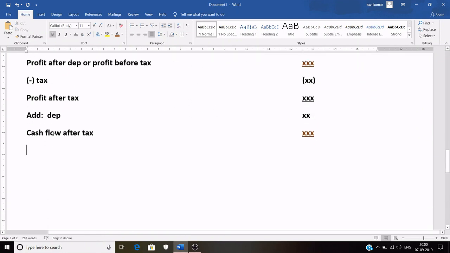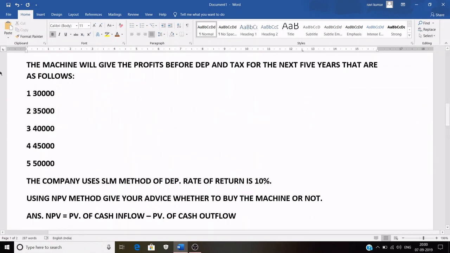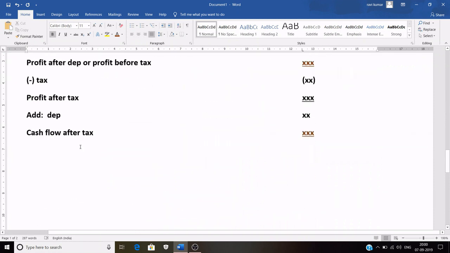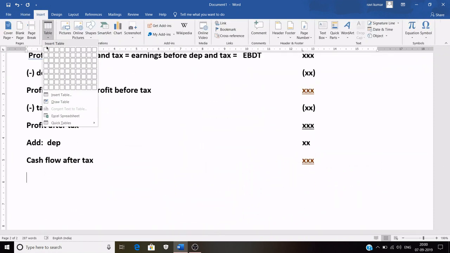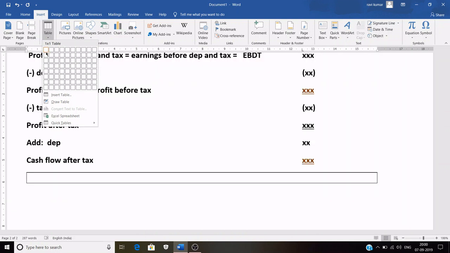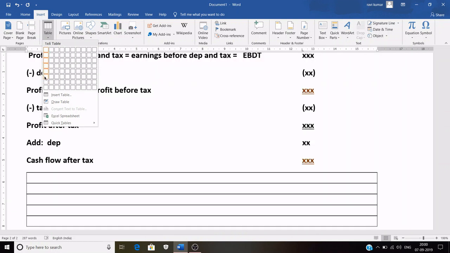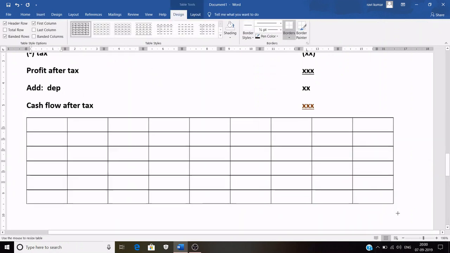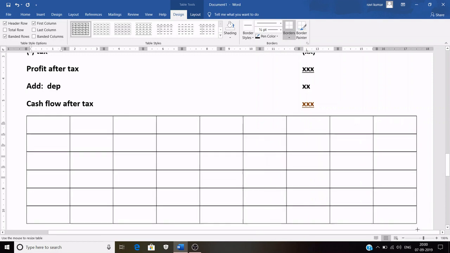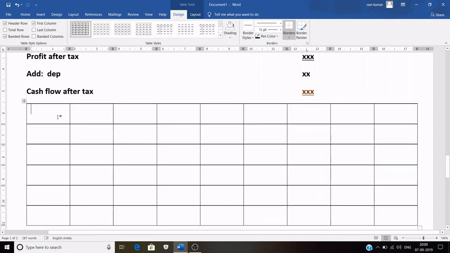So to find out cash flow after tax in the given question, we will make a table. So let's make a table here. We will make a table of 6 by 9. So 1, 2, 3, 4, 5, 6, and 1, 2, 3, 4, 5, 6, 7, 8, and 9. I think it's enough. So in the first column we would write years.